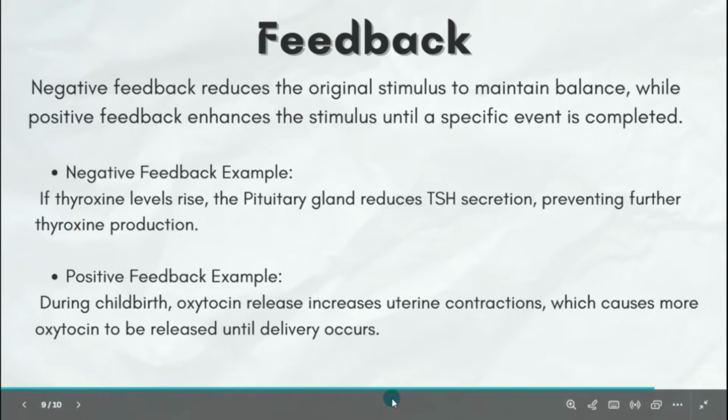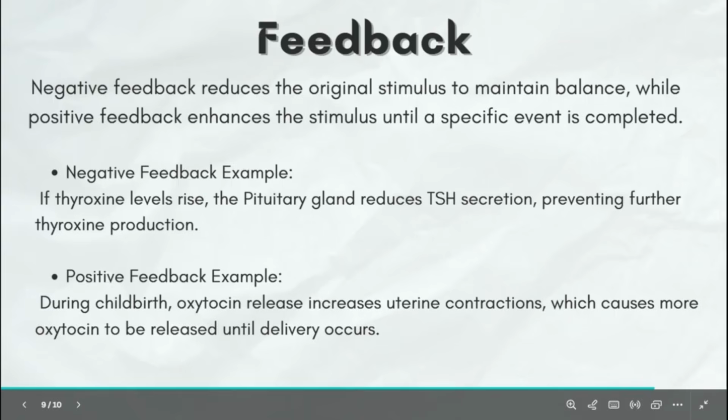Right. So if the thyroxine levels are going to rise, the pituitary gland reduces TSH, and that's the thyroid stimulating hormone. And overall, it's just to reduce it basically. As I said before, negative feedback, we want to reduce it in order to get homeostasis. Positive feedback, we want to increase it to get homeostasis.